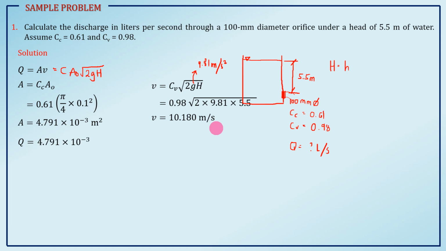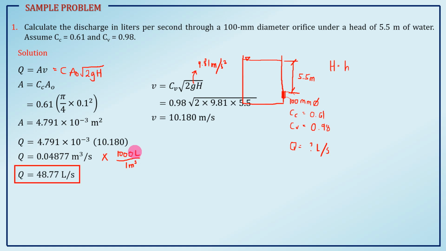So, multiplying these two values of A and V, the Q is 4.791 times 10 raised to negative 3 times 10.180 or 0.04877 cubic meter per second. Eh, ang required sa atin na unit is liter per second, so we have to multiply 1,000 liters per 1 cubic meter. So, the answer would be 44.77 liters per second. So, di ba? Direct substitution lang siya.